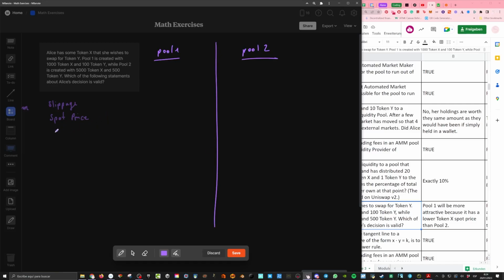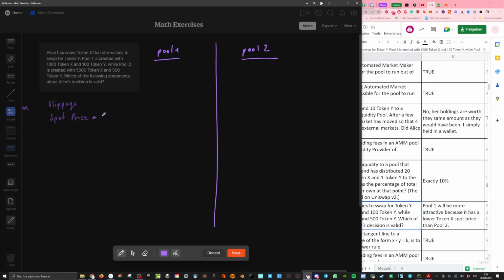Can you say that again? A spot price is equal to minus y by x. Is it minus or plus? Doesn't matter, I think, for us. Yeah, it doesn't matter. So I guess just y by x is the answer. We don't need the minus. So now we just have to check both the pools.